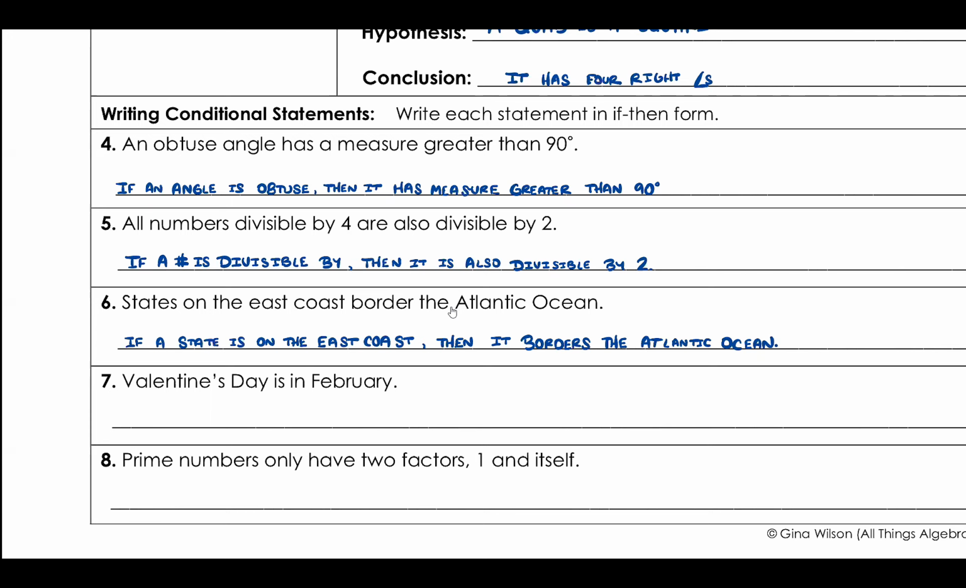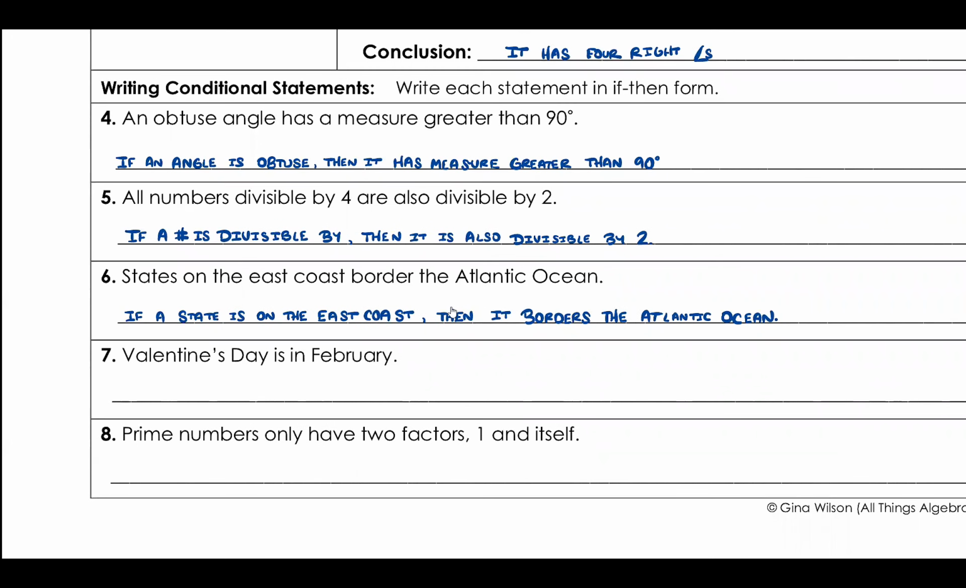Notice that all these have been true statements. Keep track of that for later. Little foreshadowing in math class. Valentine's Day is in February.